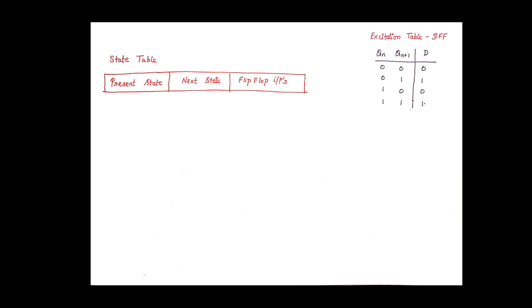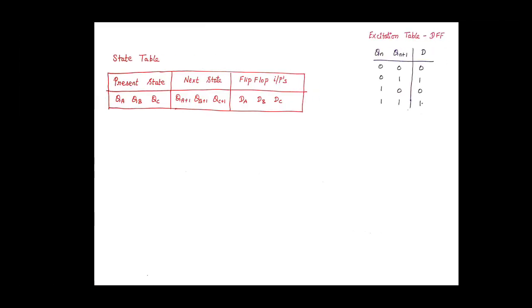What is a state table? It will have the present state and the next state, that means the present count and the next count, and I have to say what input is going to make the present count convert to the next count. Therefore: present state, next state, and the flip flop inputs. Since we have 3 flip flops, it is going to be QA, QB, QC, QA plus 1, QB plus 1, QC plus 1. Therefore the inputs for the 3 flip flops are DA, DB, and DC, correct?